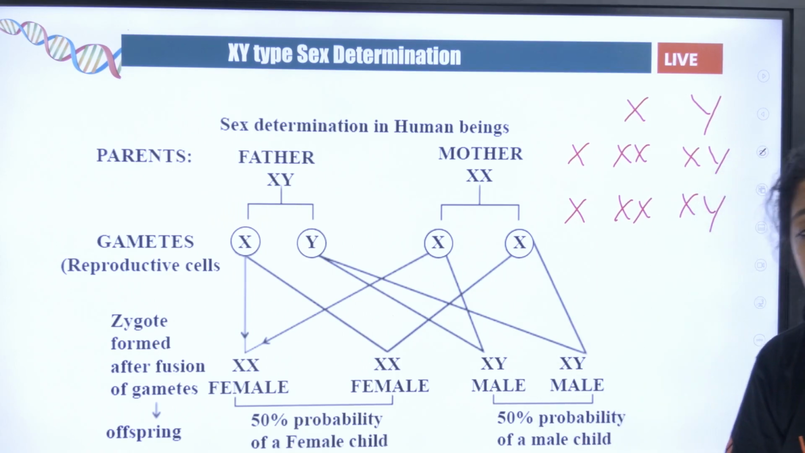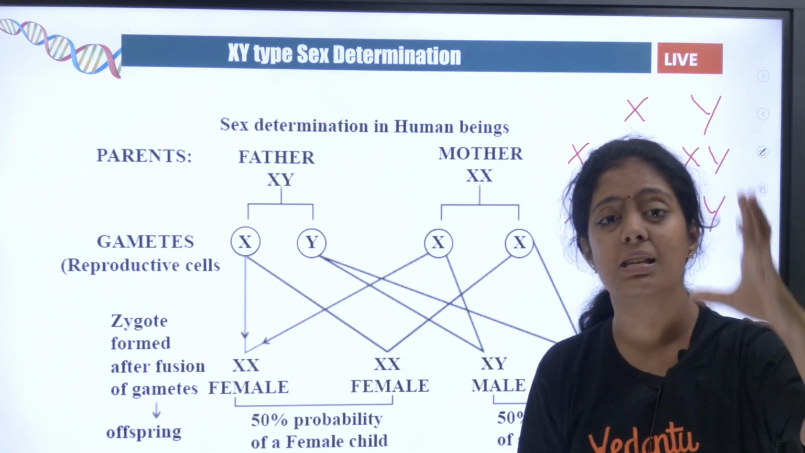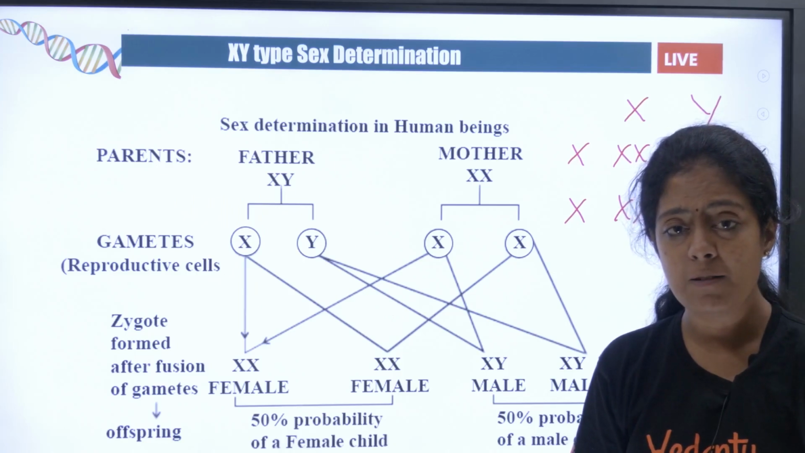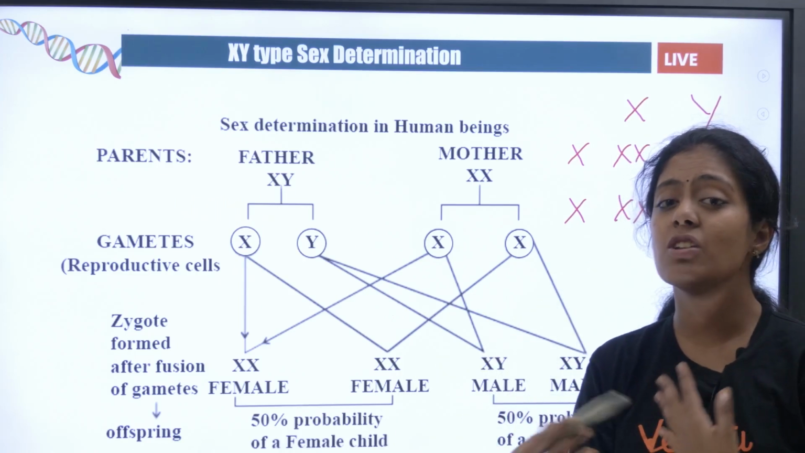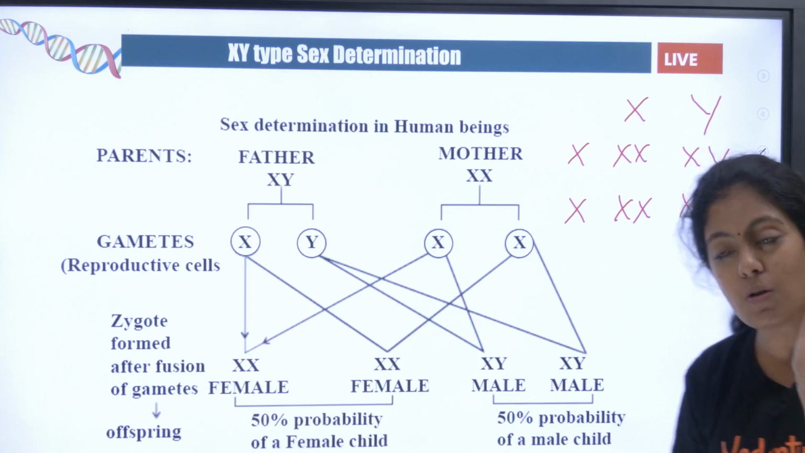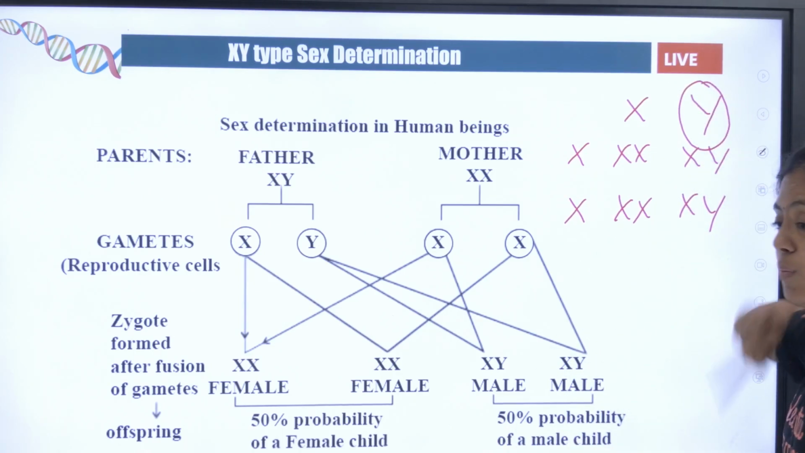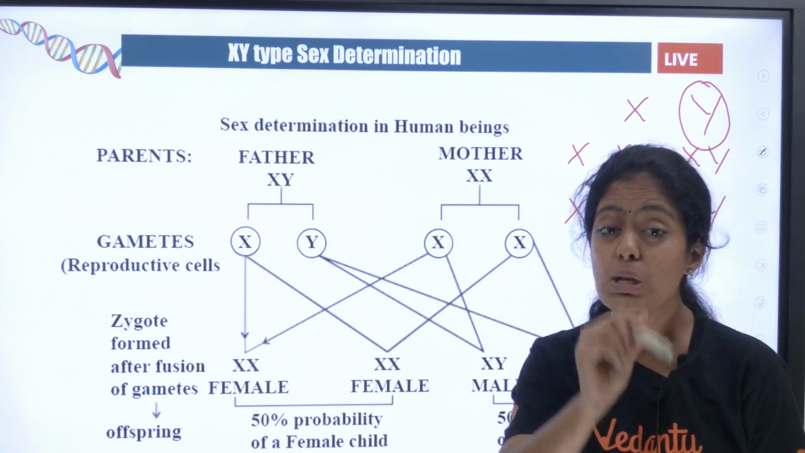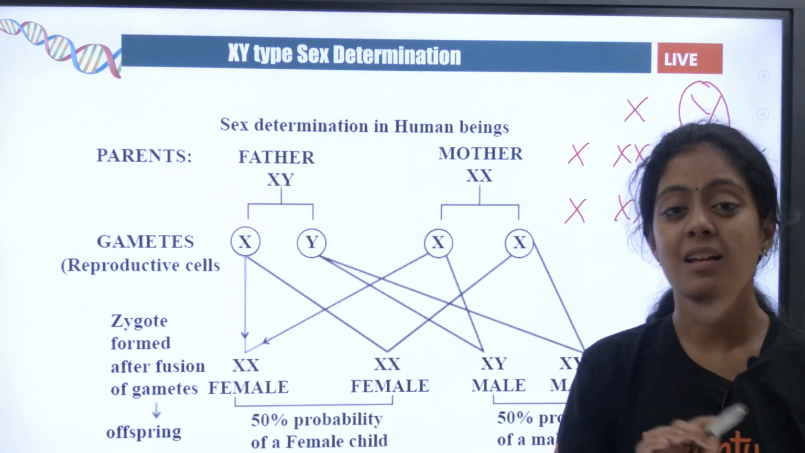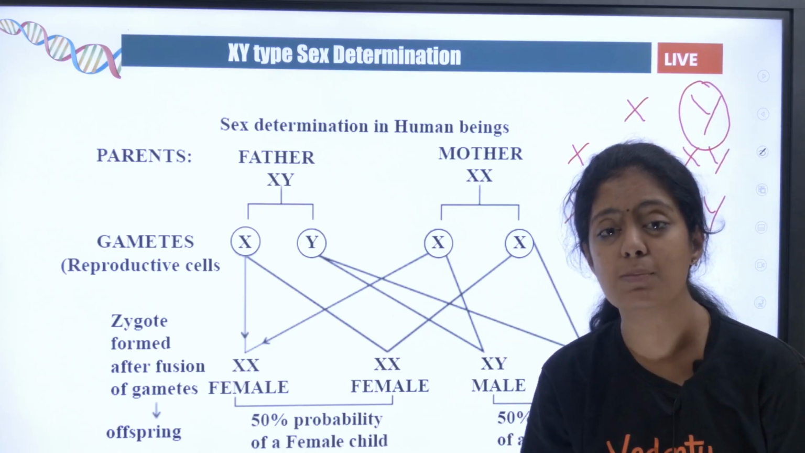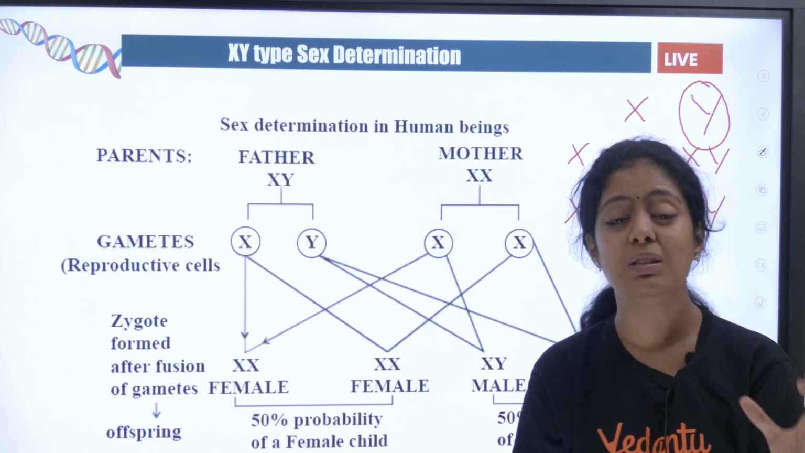So what do you see here? There is a 50% chance that the child could be a male. There is a 50% chance that the child could be a female. So who is determining the sex? This Y chromosome is determining the sex. Who is producing this Y chromosome? Male. So it is the males who are responsible for the gender of the child.